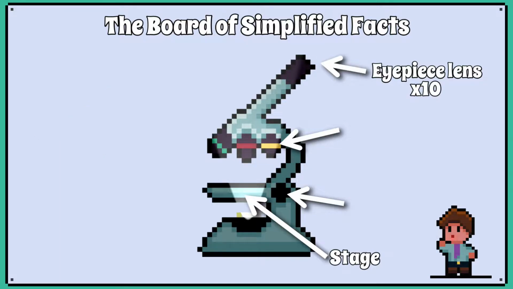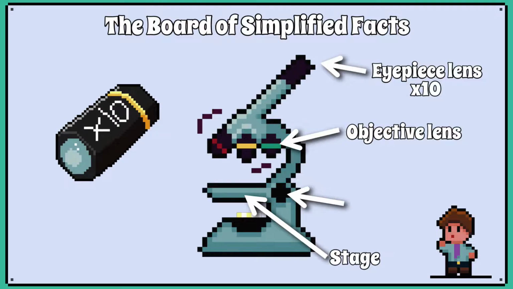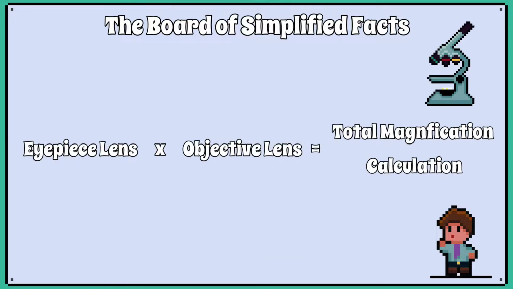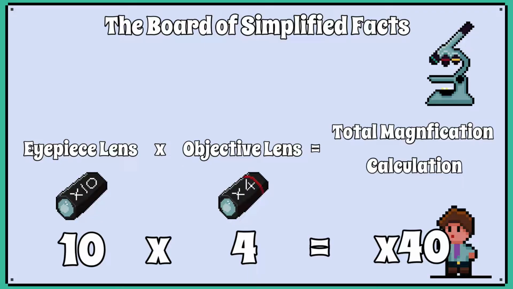The 3 color coded lenses are called the objective lenses, and they can be twisted so we can change which one we use. Each objective lens has a different magnification, for example, times 4, times 10, and times 20. To calculate the total magnification, all we do is multiply the eyepiece lens with the objective lens that is being used. For example, eyepiece lens is times 10 magnification, multiplied with the objective lens with a times 4 magnification, giving us a total magnification of times 40.